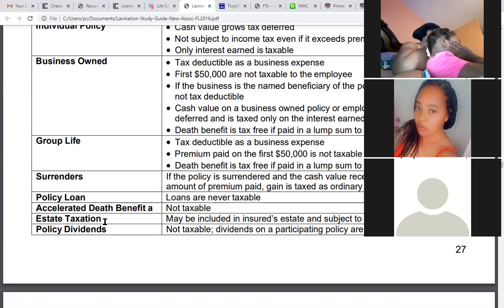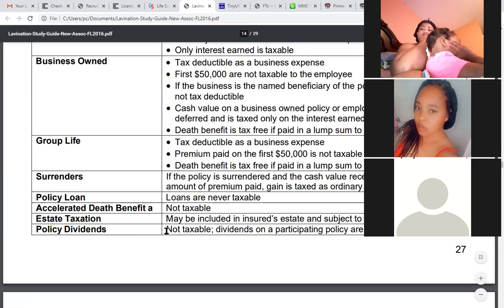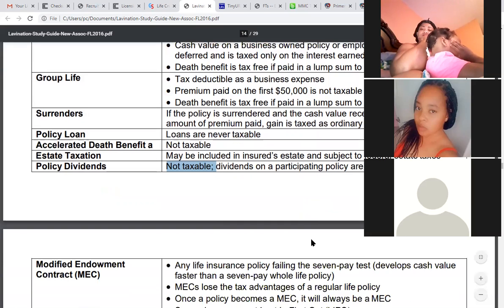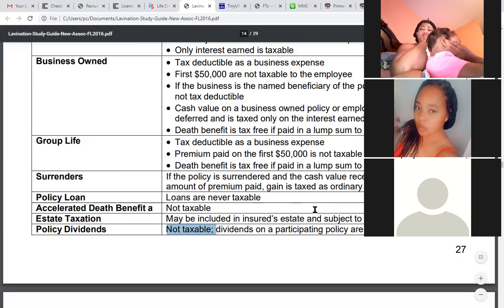State taxation may be included in the insured's estate, subject to federal income taxation. Policy dividends are not taxable. Dividends on a participating policy, what we call a mutual company, are a return of unused premium, so they are not taxable. All right, any questions on that so far?